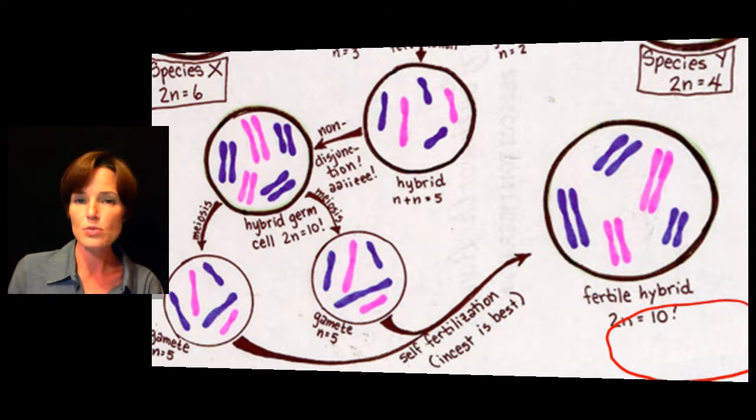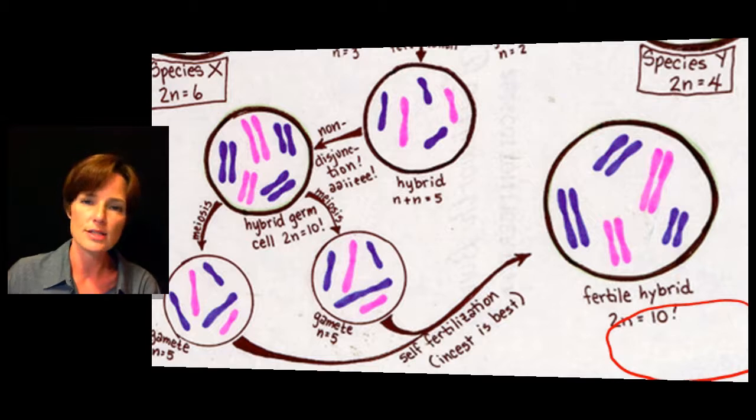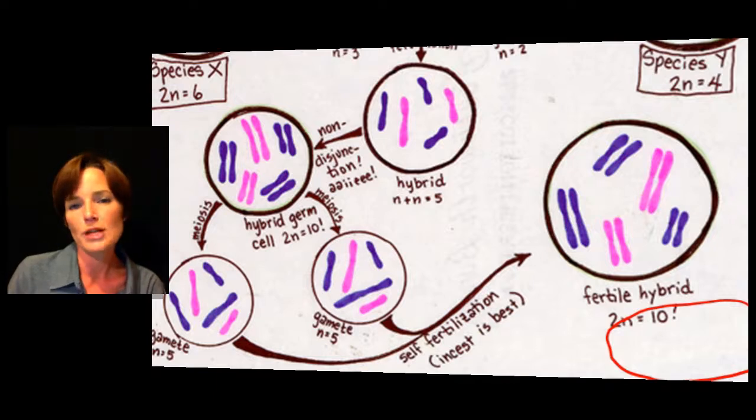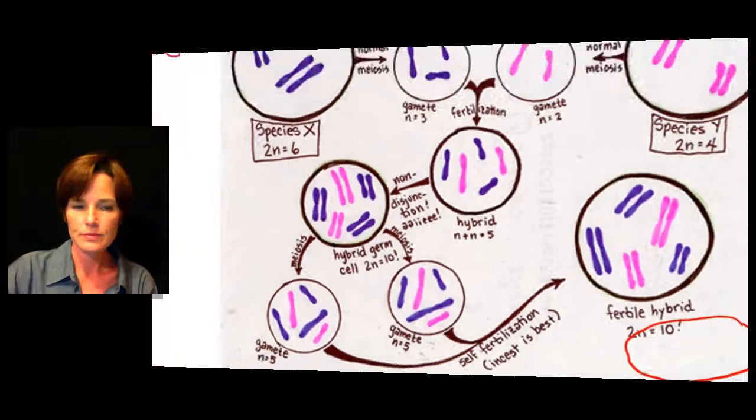We get meiosis, we get normal gametes, which are able to combine with gametes just like themselves. So again, we have kind of this instant forming of a new species because you have that instant reproductive isolation.